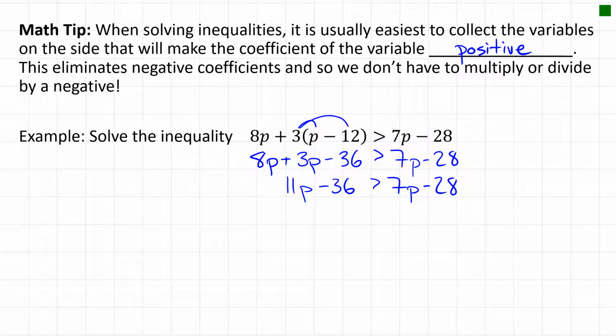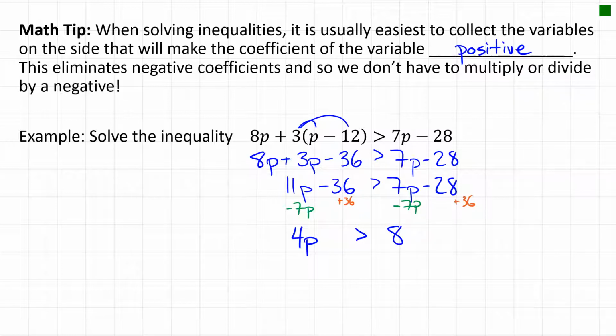Do I want to subtract 11p from each side, or do I want to subtract 7p from each side? Well, based on this tip, I'm going to recommend that we subtract 7p from each side so that we have a positive coefficient after doing that. And I'm also going to add 36 to each side so that I'm grouping the constants and I'm grouping the p's. So 11 minus 7 is 4p, and that's greater than, then I'm adding negative 28 plus 36, that's 8.